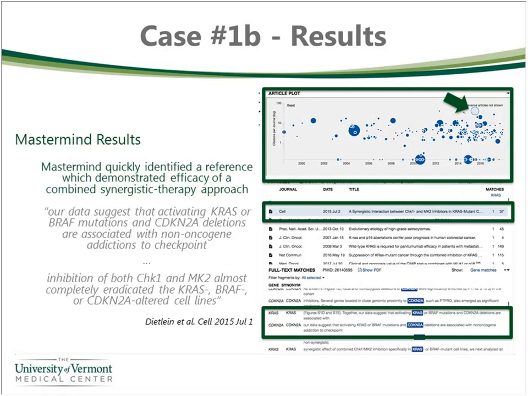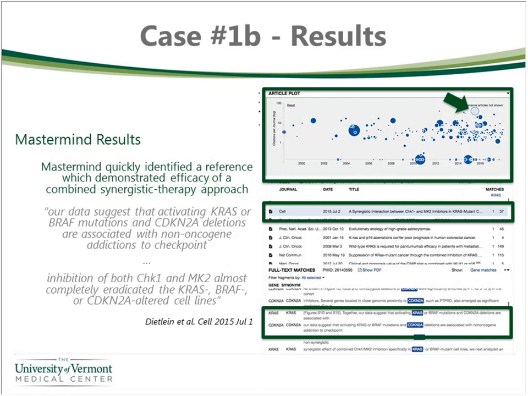But in this case, using combined, I then came to a master list, which, as you may expect, given KRAS and CDKN2A are quite common, there was a lot of literature available. But I kept my focus to the upper right-hand corner of the article plot, because this is the area where these citations are the most recent, as well as the impact factor of the journals being high.